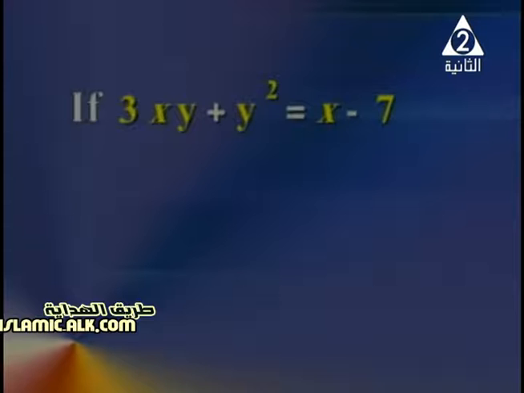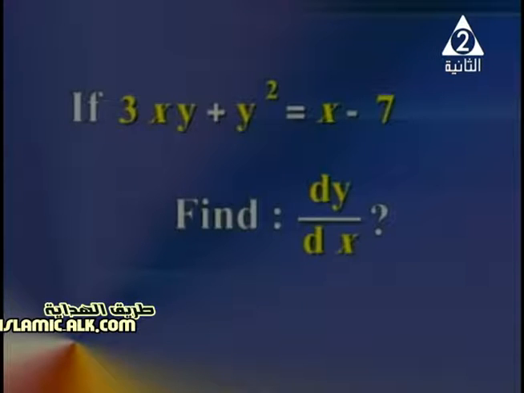3xy plus y power 2 equals x minus 7. Find dy over dx. Dear student, very important example. If we have 3xy plus y squared on the left-hand side equals x minus 7 on the right-hand side, deduce dy over dx. Look at it, dear student.